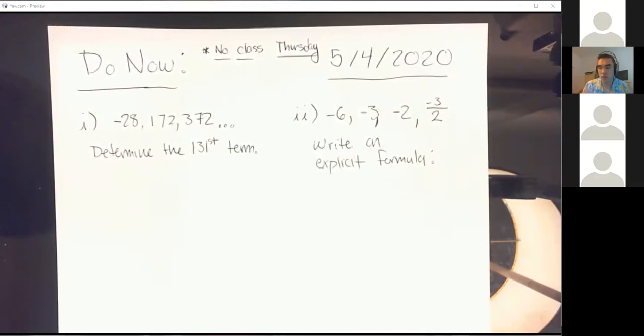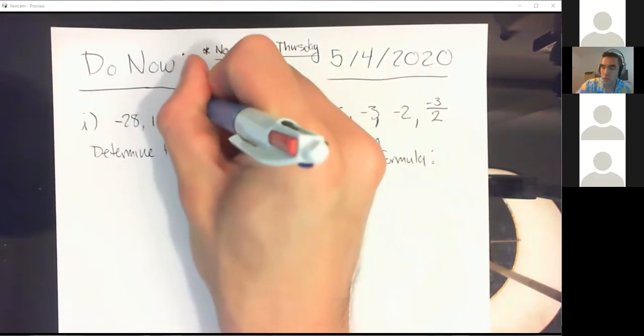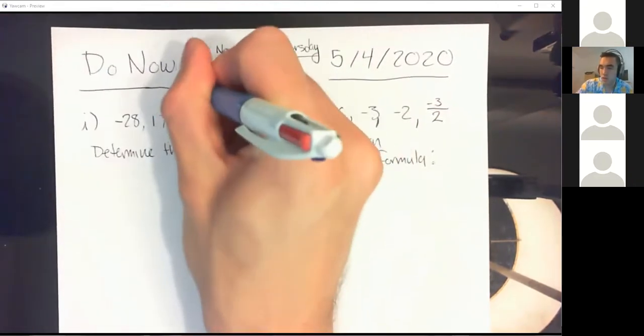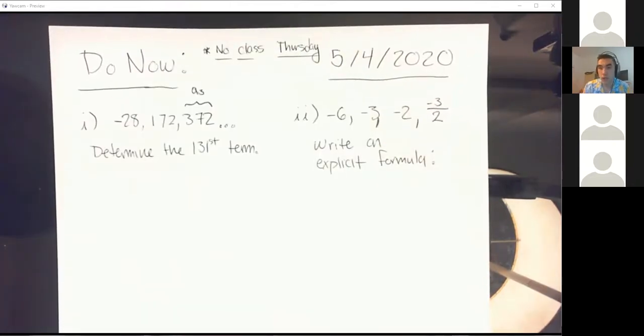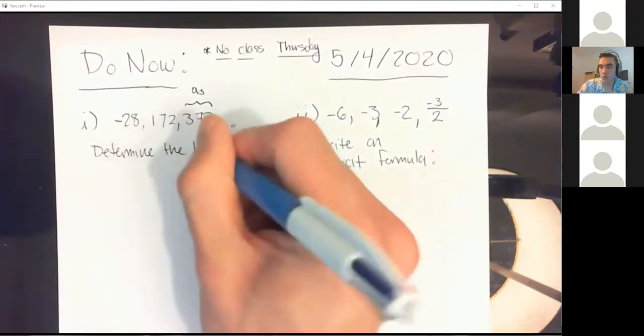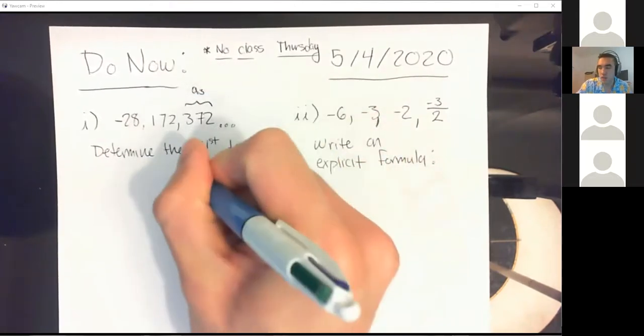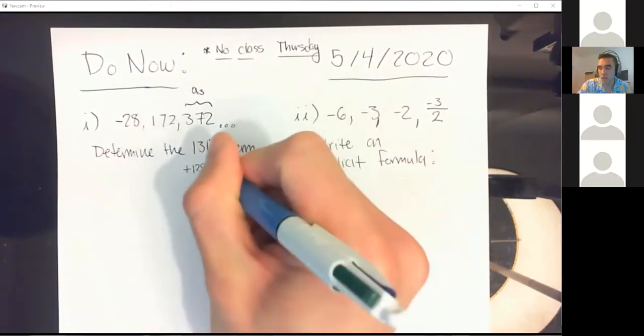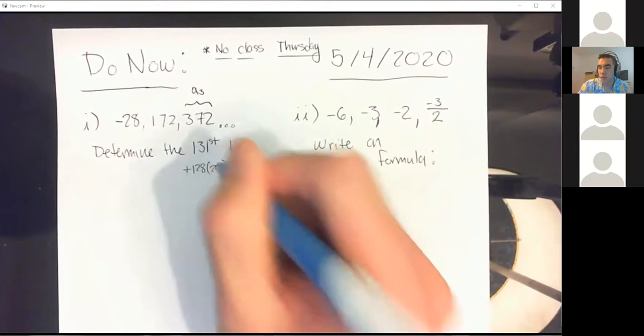So we could realize that right here, whatever this sequence is, let's just call it A, this is A3. So if I want to get to the 131st position, then we're going to have to add the common difference how many more times? 128 more times. So we could get there by taking this term and then adding 128 times 200.